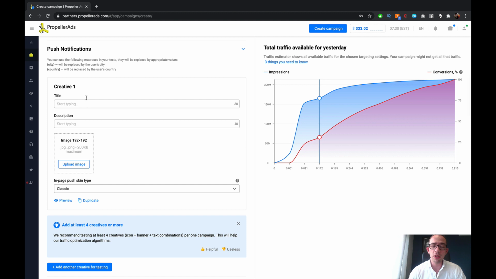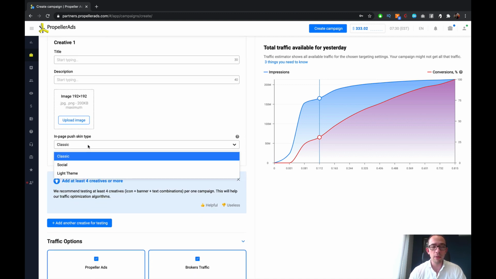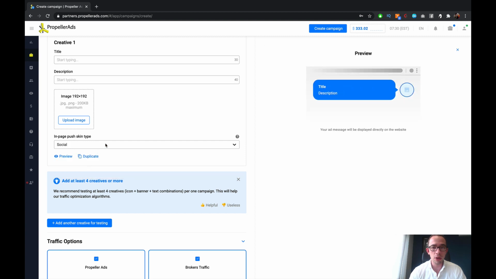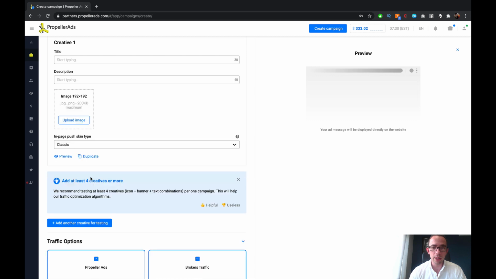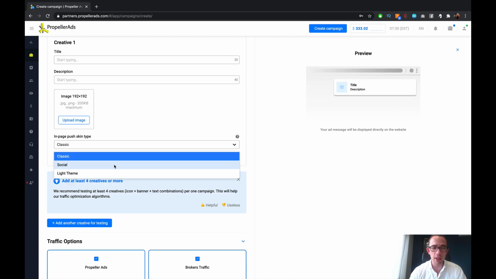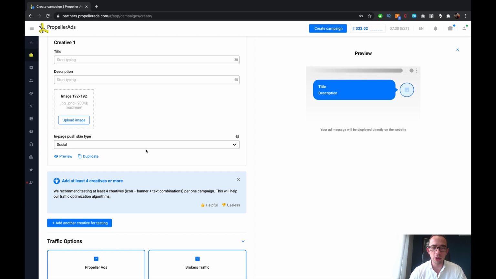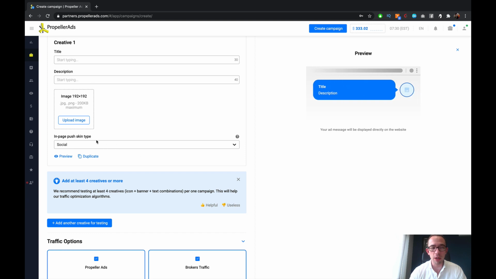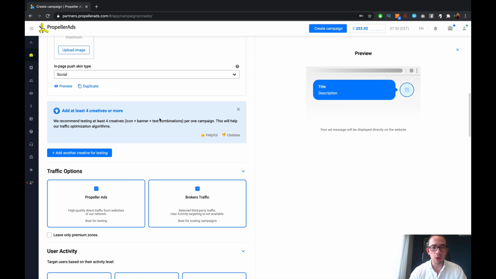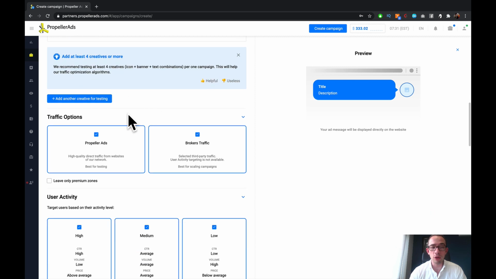Then we have the creatives, so obviously you put a title, you put a description, you put an image, and then the skin type: social, light theme, classic. This is classic. I like the social kind of. Yeah, social would be good. Obviously you would have to split test it. You can do like 3 variations, but I personally like the social one. And they recommend you to add at least 4 creatives or more for testing purposes, obviously.